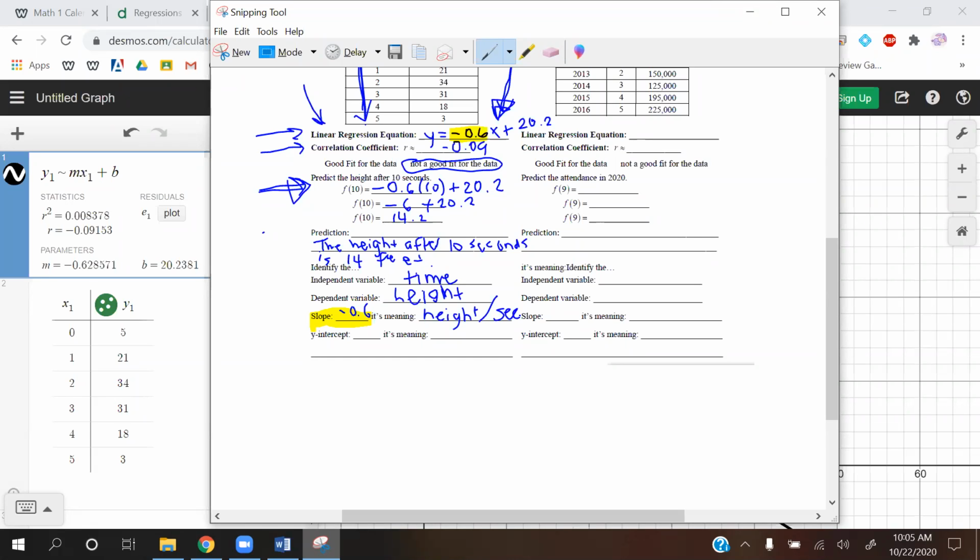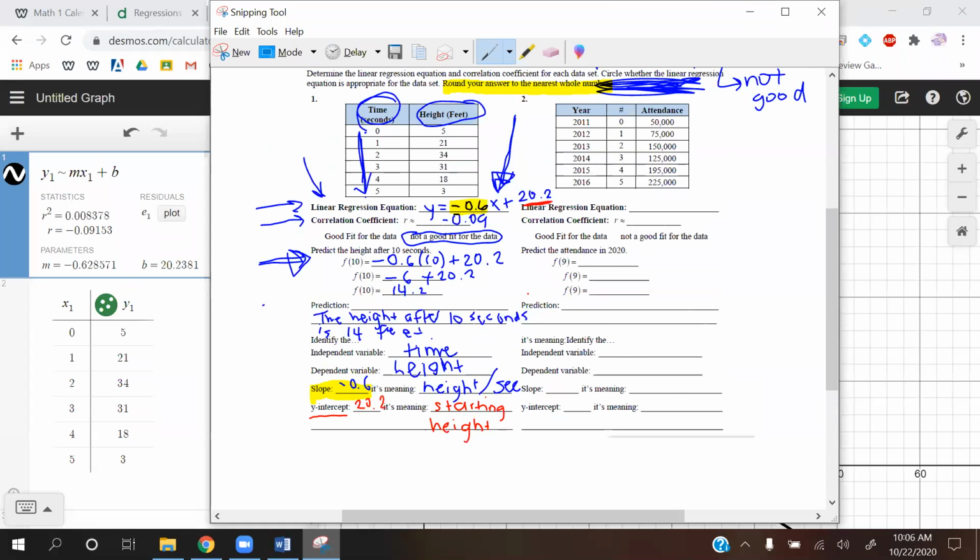And then we also have something called a Y-intercept. I don't have another color of a highlighter, unfortunately, so I'm just going to underline it. This is your Y-intercept. The Y-intercept is 20.2. Its meaning is starting height. So the Y-intercept is supposed to give you the starting height, and the slope is supposed to be the height per second, like the change in height every second. And here's the entire thing for you guys to copy down.